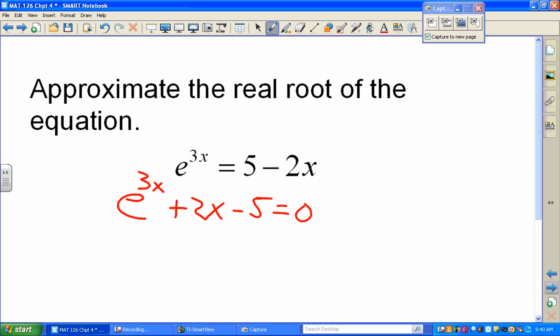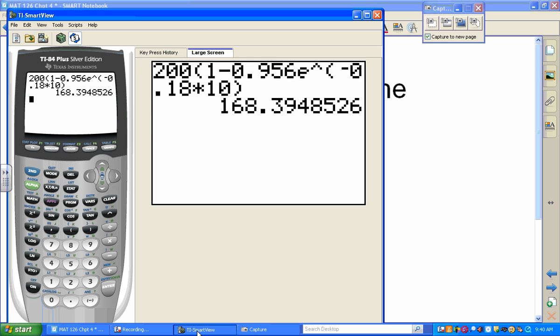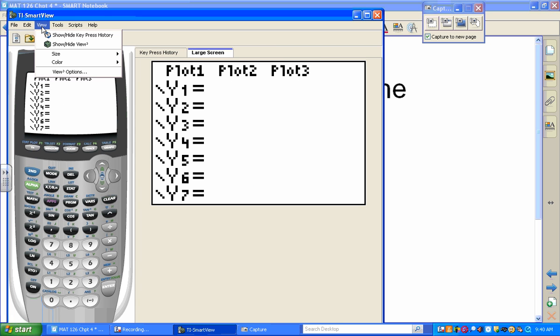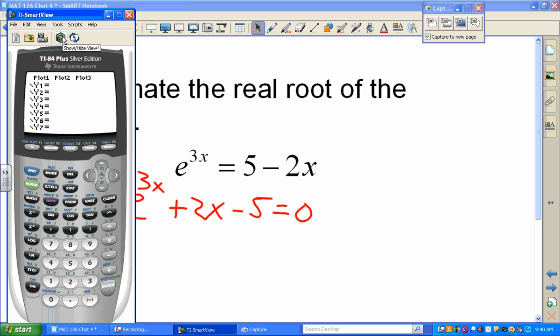So, let's graph it out and give it a shot. Y equals, clear. View. All right, type it in. e to the 3x, close it off, plus 2x, minus 5. I'll just go to zoom standard first. Give it a whirl. Oh, I got an answer.